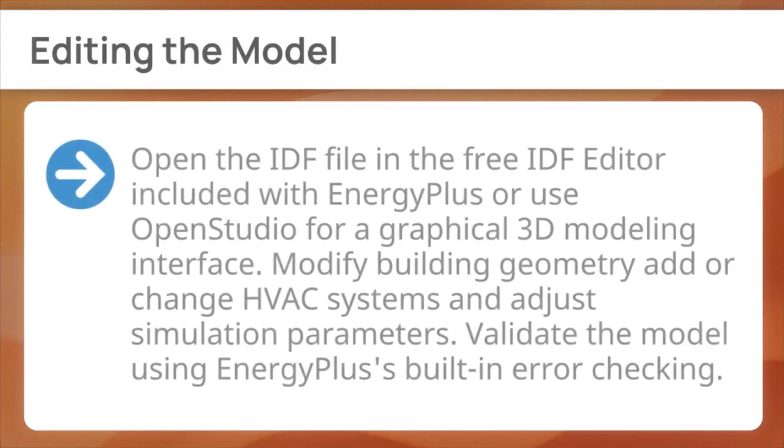Next, editing the model. Open the IDF file in the free IDF Editor included with EnergyPlus, or use OpenStudio for a graphical 3D modeling interface. Modify building geometry, add or change HVAC systems, and adjust simulation parameters. Validate the model using EnergyPlus's built-in error checking.